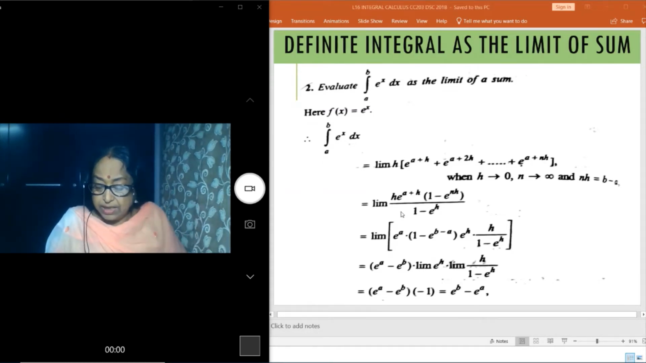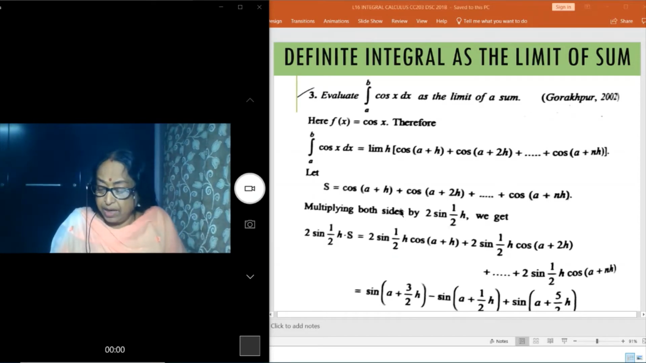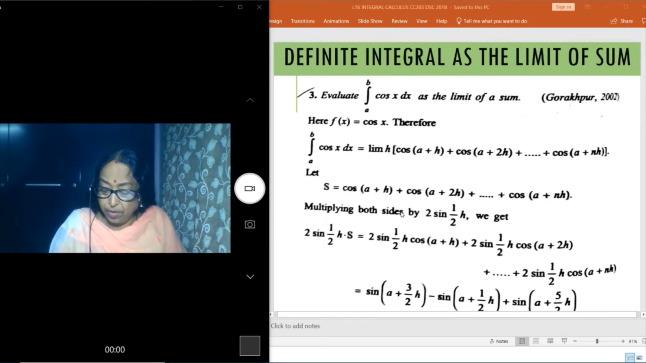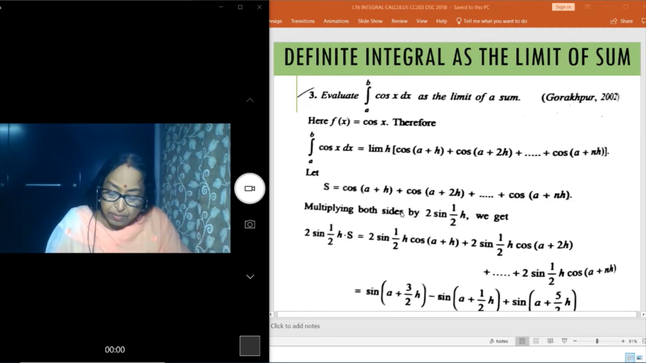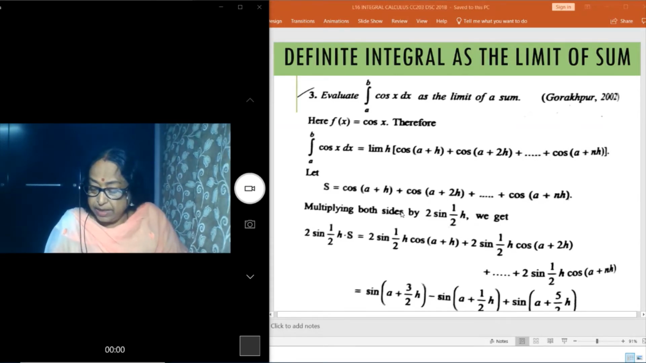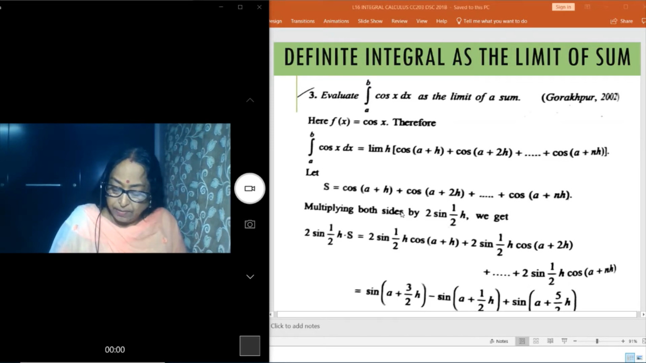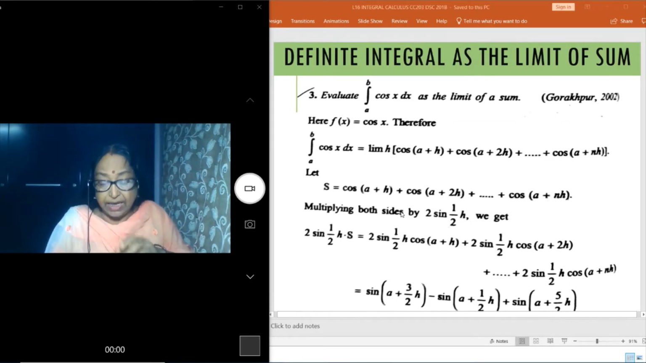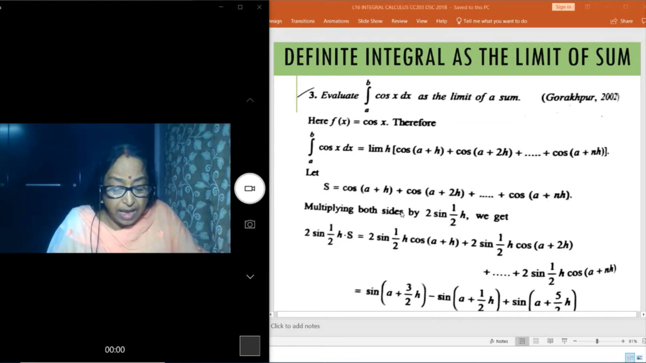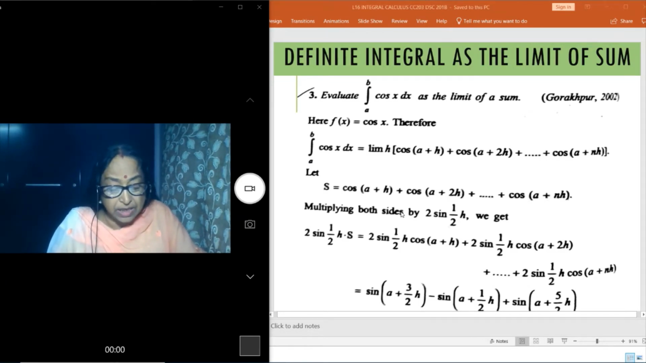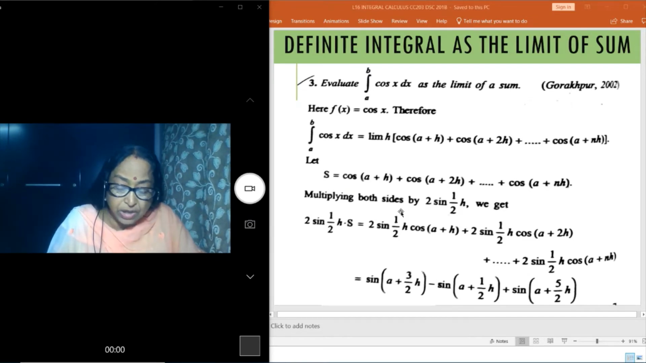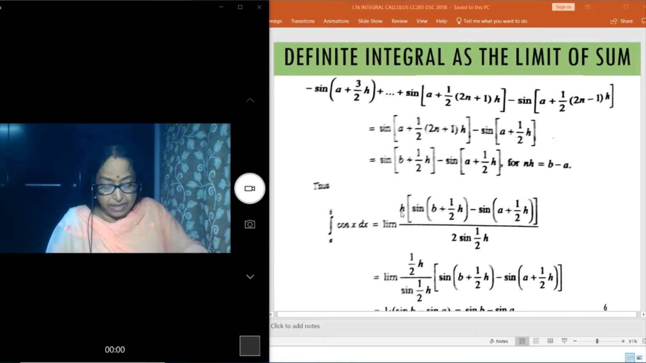Then the integral from a to b of cos x dx. Here f(x) is equal to cos x, so the limit of h times cos(a+h) plus cos(a+2h) up to cos(a+nh). Then S is equal to cos(a+h) plus cos(a+2h) and so on. Multiplying both sides by 2 sin(h/2), we use the formula 2 sin A cos B for the series and get whatever you can see on your screen. Then putting n tends to infinity, h tends to 0, and nh equal to b minus a, we get sin b minus sin a.